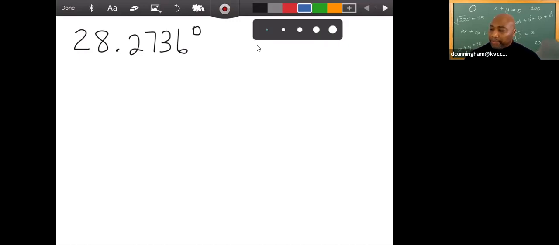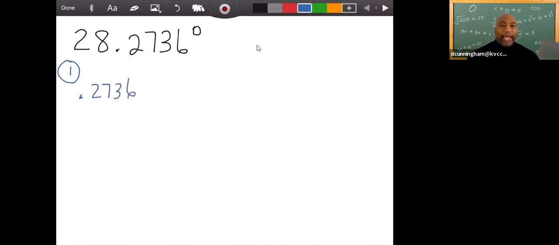So step one, we're going to write down 0.2736. The number 28 is okay. We know that's 28 degrees. We want to work with the decimal piece, 0.2736. We're going to multiply that by our favorite number, which is 60, which gives us around 16.578, in this case, minutes.